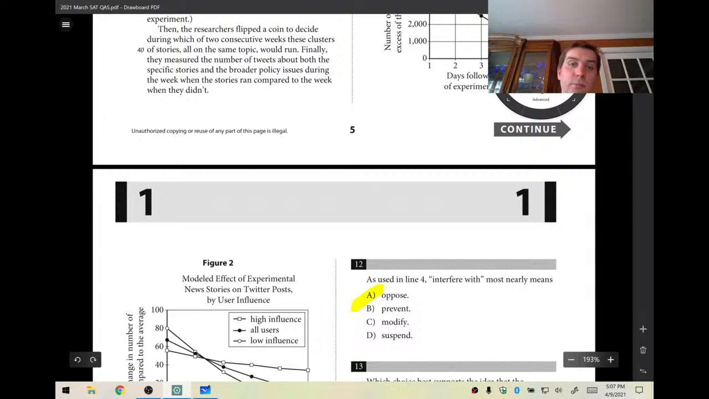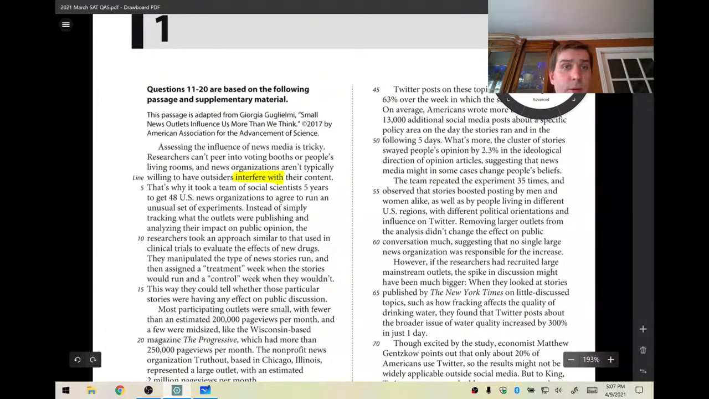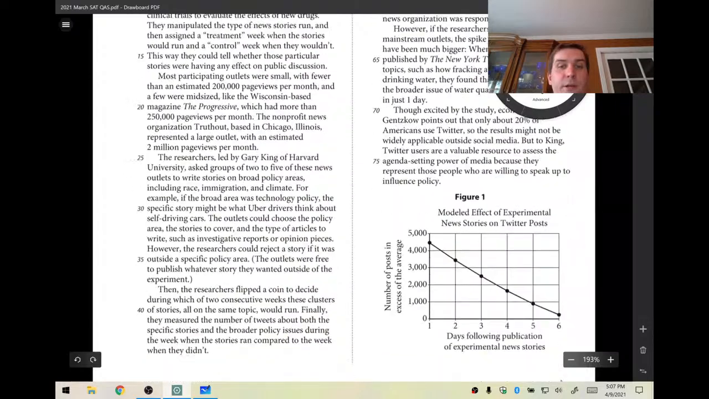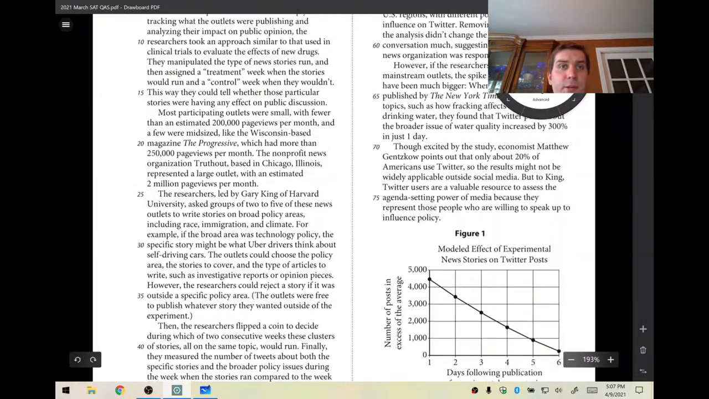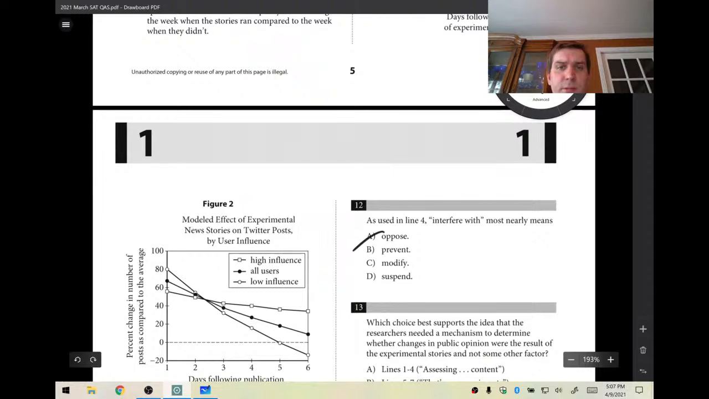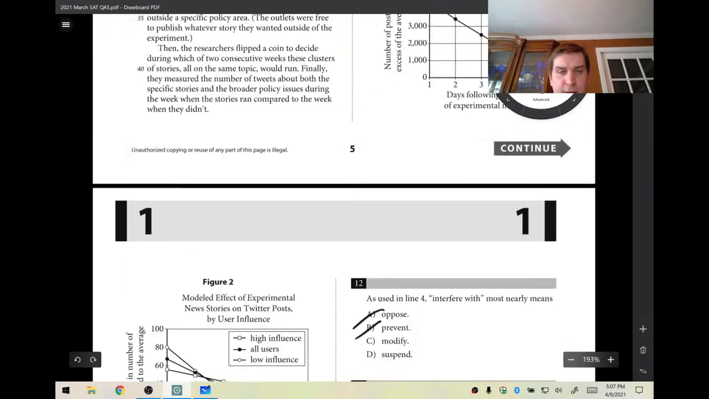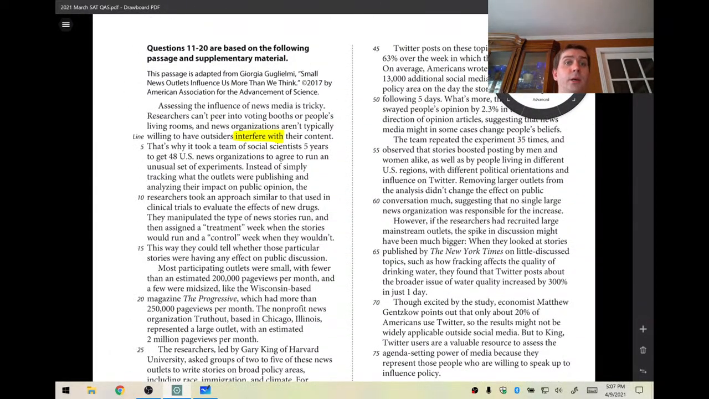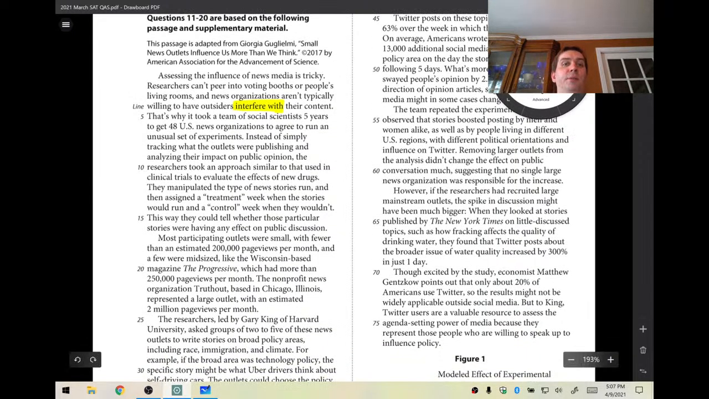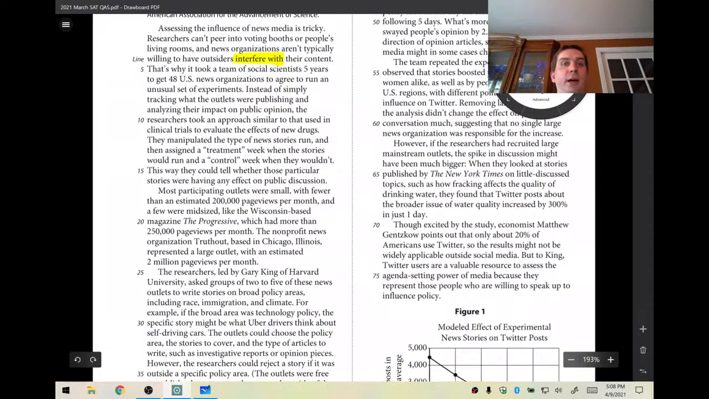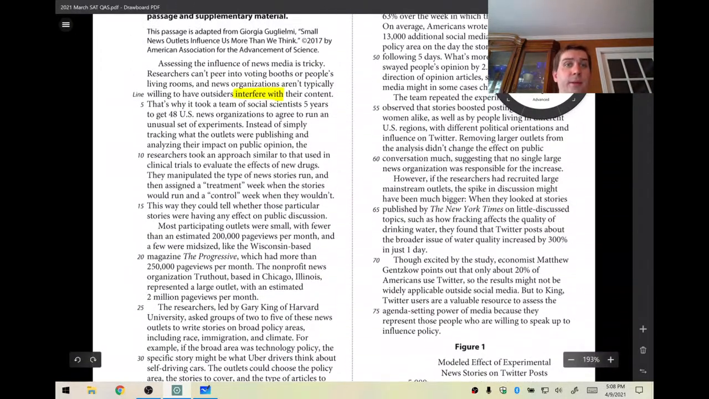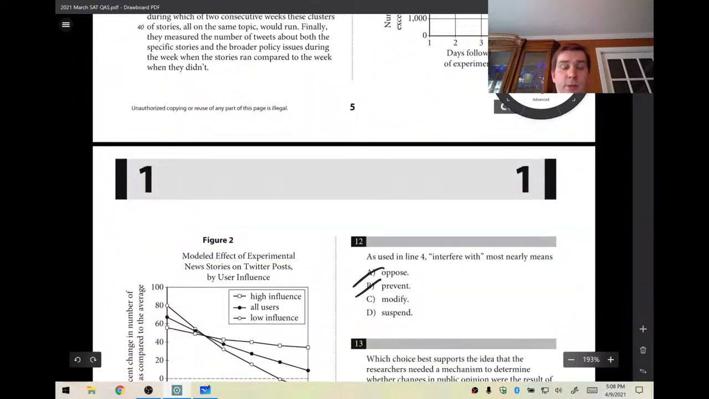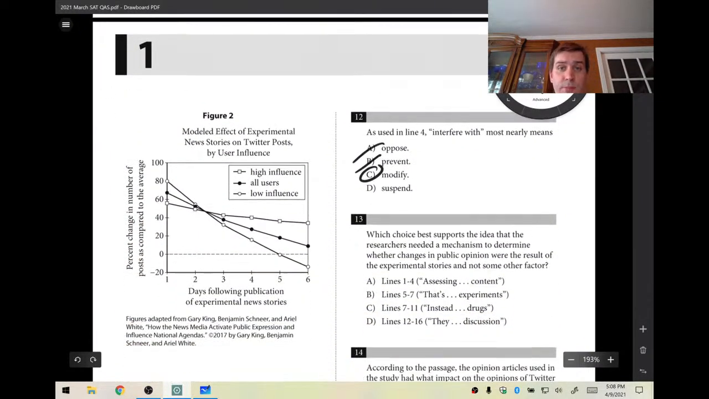Let's try prevent. Okay, news organizations aren't typically willing to have outsiders prevent their content. That makes no sense. Let's try modify. Perhaps this makes sense. News organizations aren't typically willing to have outsiders modify their content. That is the correct answer because that's exactly what the scientists did. They modified the news media content in this experiment. So that one was C.